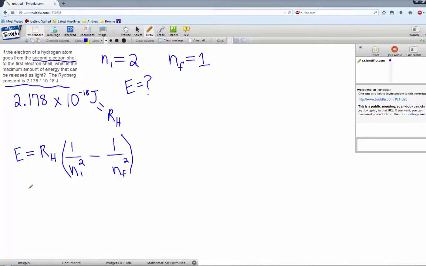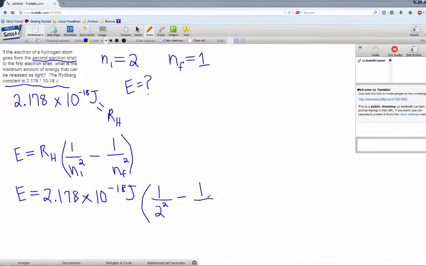Now let's plug in all our numbers. Energy, we have no number for that, equals RH, 2.178 times 10 to the negative 18th joules, multiplied by 1 over energy level initial is 2 squared minus 1 over 1 squared from the energy level final.